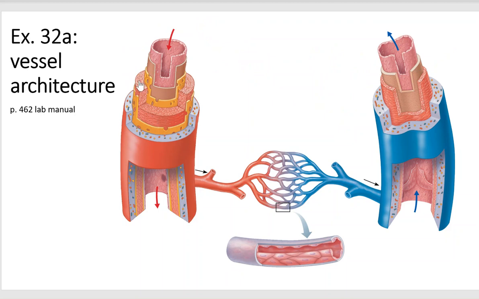The next layer down is the muscle layer. So all of this is tunica media, the muscle layers. And then on the outside, all of this stuff is tunica adventitia. So all of that stuff, this layer, tunica adventitia.